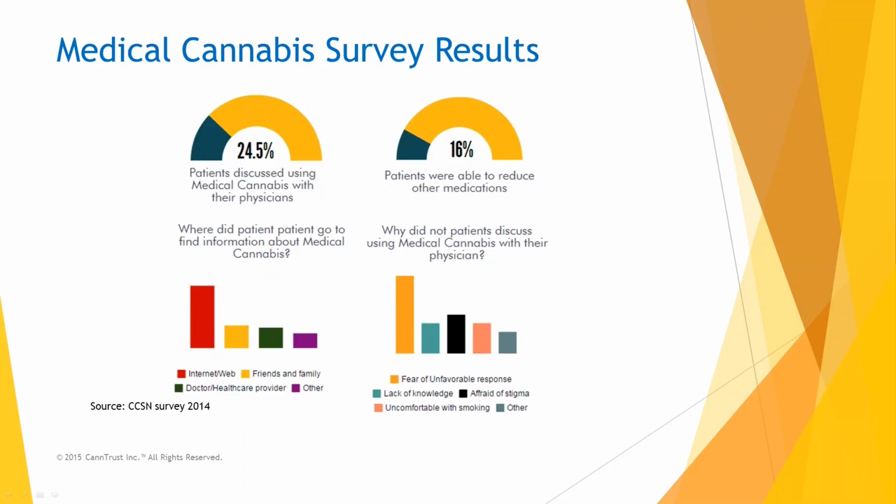We also asked the patients what sources did they use to receive information about medical cannabis. The majority of respondents on this survey said that they used internet or the web, and they spoke to their friends and family, which again points out the importance of using reliable information and access to reliable sources to gather the information regarding medical cannabis. And out of all the patients that we had on the survey, only 24.5% of patients discussed using medical cannabis with their physicians, and 16% of the patients were able to reduce other medications by using medical cannabis. Next slide.